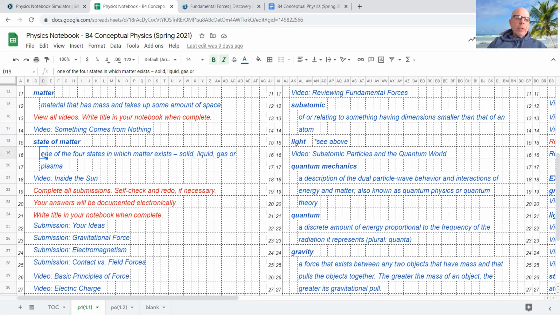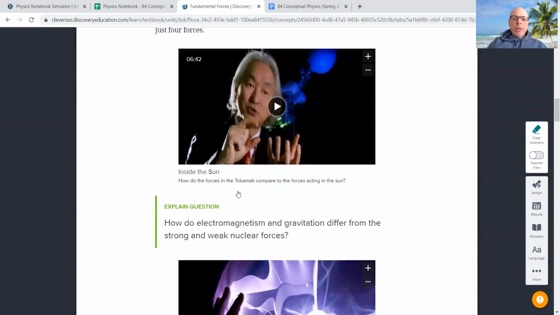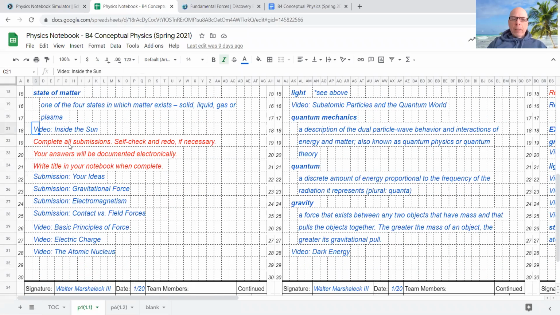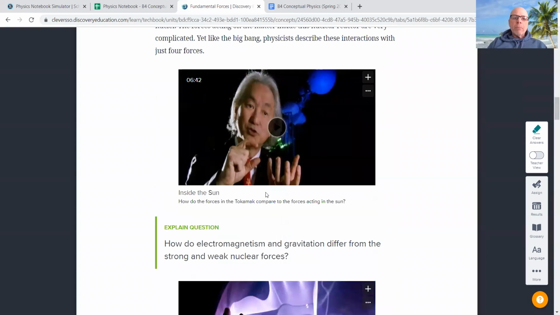Here's another definition. Here's some more information. There's another video, inside the sun. There's another video there, inside the sun. Make note of that in your notebook. Then there's these red little secret instructions. Complete all submissions. Remember what I said about submissions.